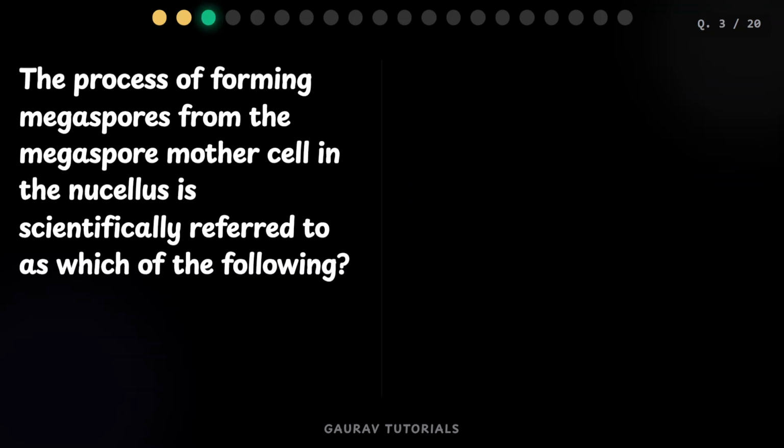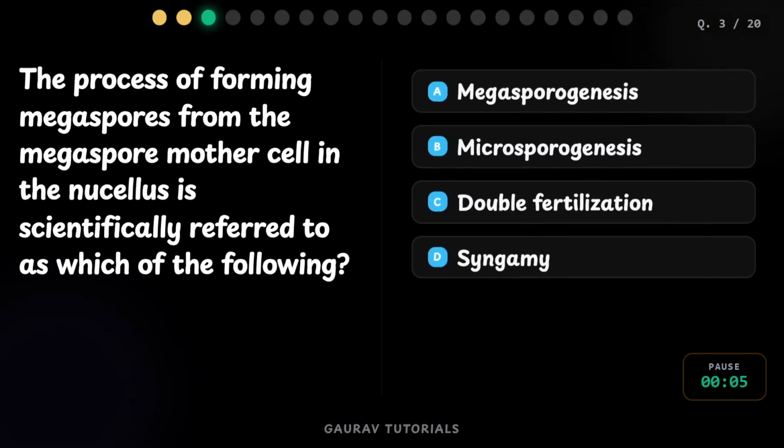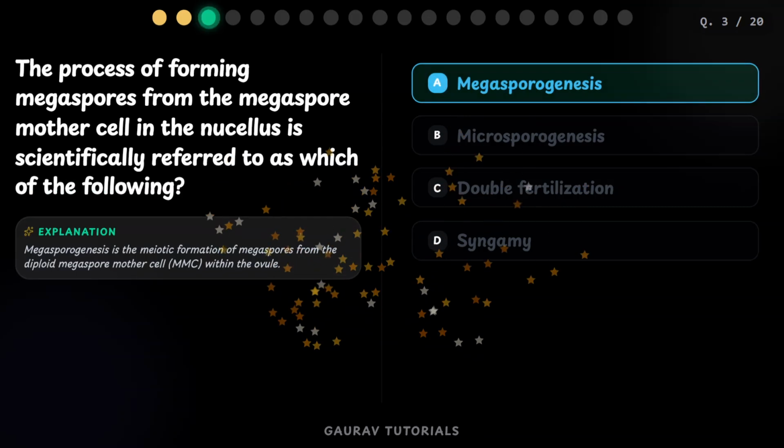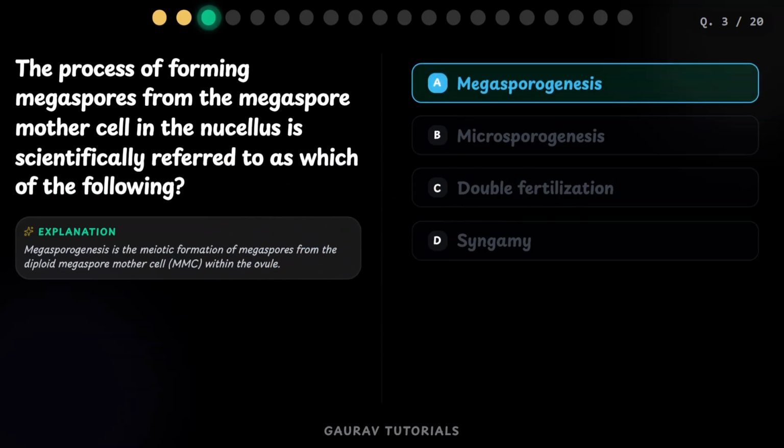Question 3. The process of forming megaspores from the megaspore mother cell in the nucellus is scientifically referred to as which of the following? The options are the correct answer is megasporogenesis. Megasporogenesis is the meiotic formation of megaspores from the diploid megaspore mother cell within the ovule.